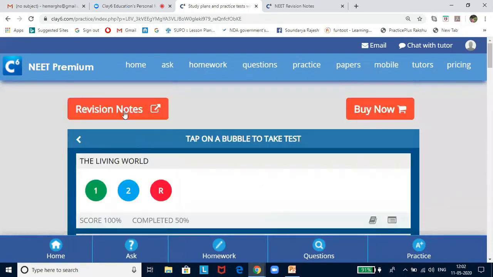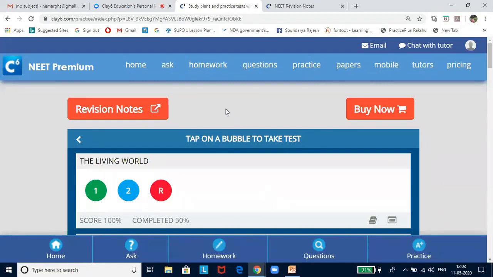Now, if you click on this bubble of revision notes, it will open into a PDF. And this PDF has been prepared by Clay 6 tutors, keeping in mind the key concepts that are very essential for your NEET exams. So it is just like a ready reckoner for you to immediately understand what is very important, what is very vital from all the lessons, because you are expected to study so many books for your NEET preparations, which is impossible during the time of revision. So comprehensive notes have been prepared by the tutors of Clay 6, which I would suggest you have a look at.